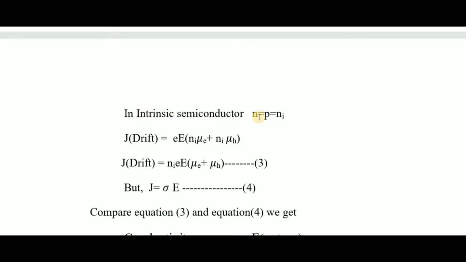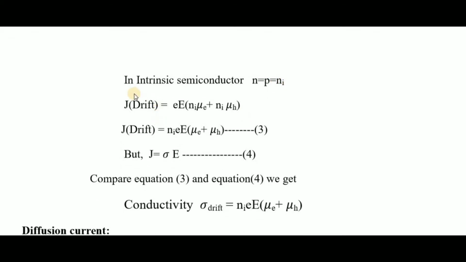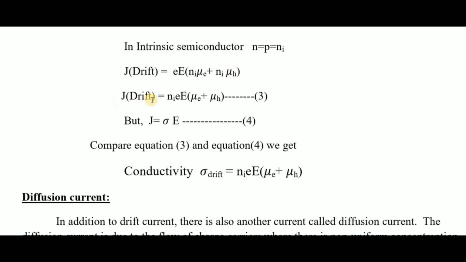In an intrinsic semiconductor, N is equal to P is equal to N_i. N means electron concentration, P means hole concentration, and N_i means the intrinsic carrier concentration. So J drift is equal to e into E. We can replace N and P with N_i. Then N_i into mu_e plus N_i into mu_h. Then J drift is equal to N_i e into capital E, into mu_e plus mu_h.